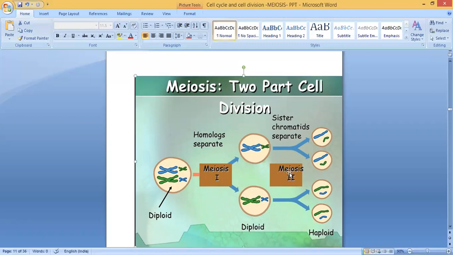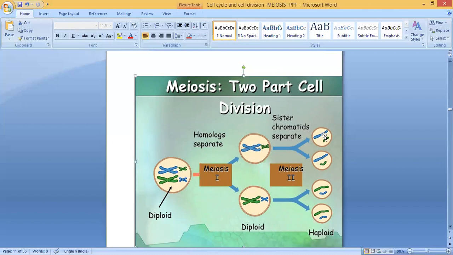Then meiosis 2, what is happening? From this cell, again two daughter cells will form. From this cell, again two daughter cells will form. So what is happening? Sister chromatids separate. Here, this is the centromere. This sister chromatid will separate. Here also it will separate. You can see one blue and one green color.